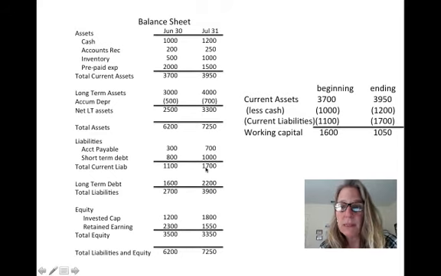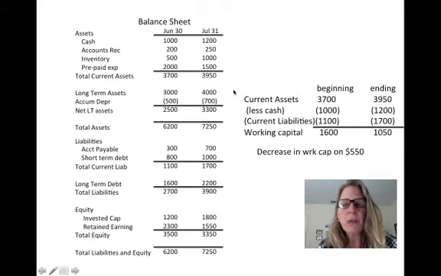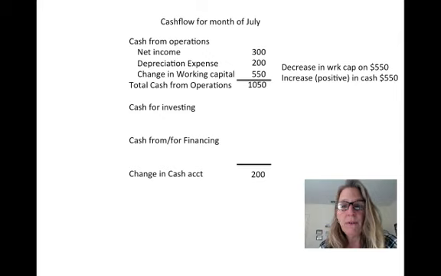So this is the accounts payable that's going there, the cash account's going there, and the current assets is going there. So that's a decrease in working capital, which means it released money into our bank account from the working capital. So we're going to take that $550 and we're going to put it in, decrease in working capital, which is an increase or a positive in cash flow. So now we have our cash from operations, which is $1,050. So we started with $300, we have non-cash items, and we got money from our working capital.